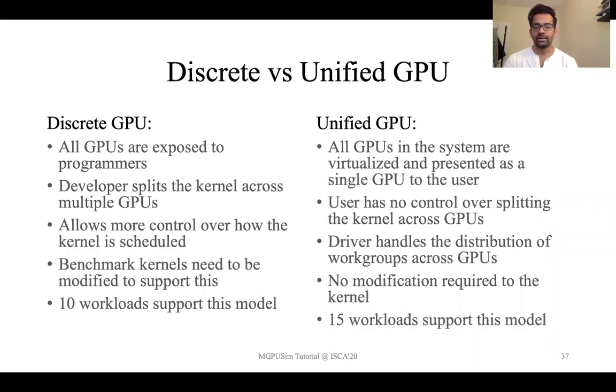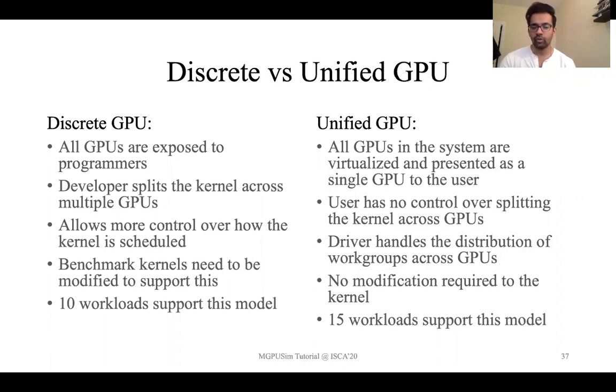The first thing is the discrete versus unified GPU, which are two models that we support for multi-GPU simulation in MGPU sim. In a discrete GPU model, all the GPUs are exposed to programmers. So the developer or the program writer is responsible for splitting the kernel across multiple GPUs. On the other hand, in the unified GPU model, all the GPUs in the system, be it 4, 8, or any number, are virtualized and presented as a single GPU to the user. So the user doesn't really have any control over splitting the kernel.